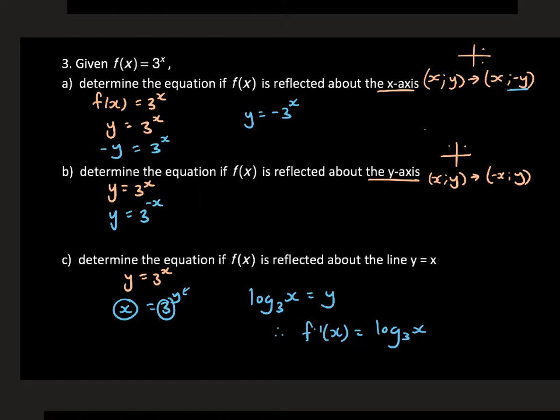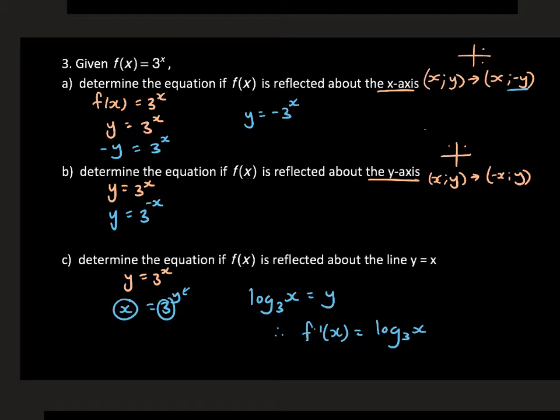Question 3 there, you've been given y is equal to 3 to the power of x. Determine the equation of f of x reflected about the x-axis. What happens if you reflect about the x-axis? Your x value stays the same, but your y value is multiplied by minus 1. So you're going to multiply your y value by minus 1 and just solve for y. You follow? Make y the subject of the equation, so you divide both sides by minus 1. And you get minus 3 to the power of x.